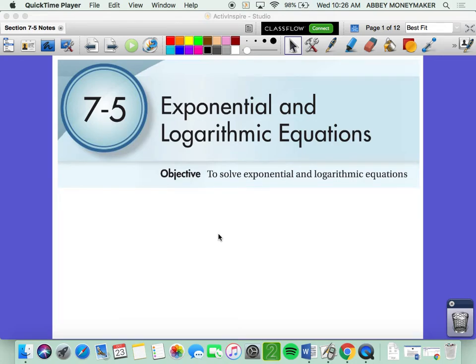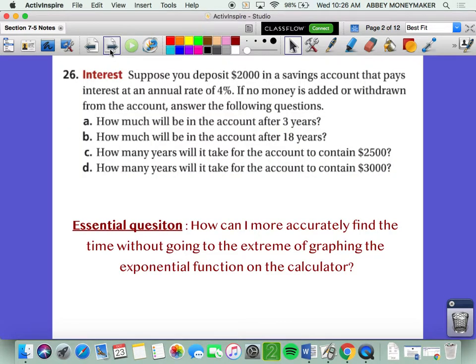Okay, so in the first half of today, we're doing all solving. We're going to talk about in the 7-5, how do you do exponential and logarithmic equations. So this first problem goes back to a question in the textbook, but it's real similar to one that you had on the worksheet. When the question asks how much will be in the account after 3 years, we were able to just plug in and figure out the value, right?